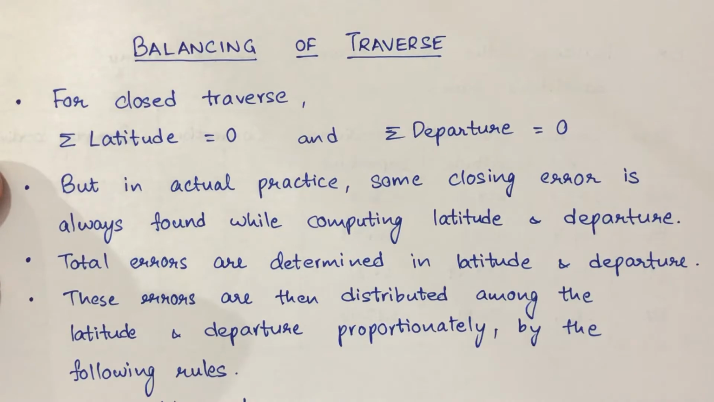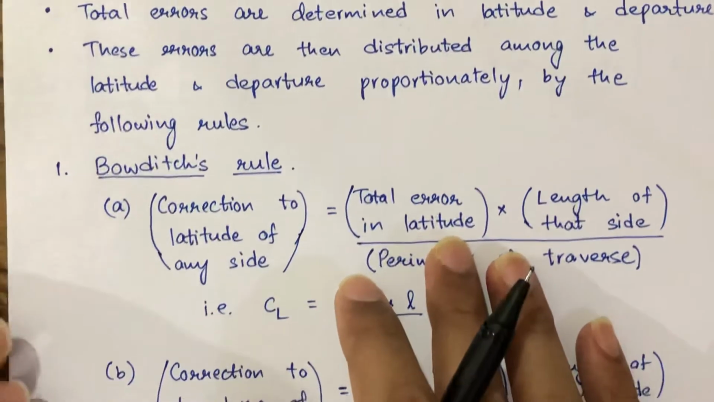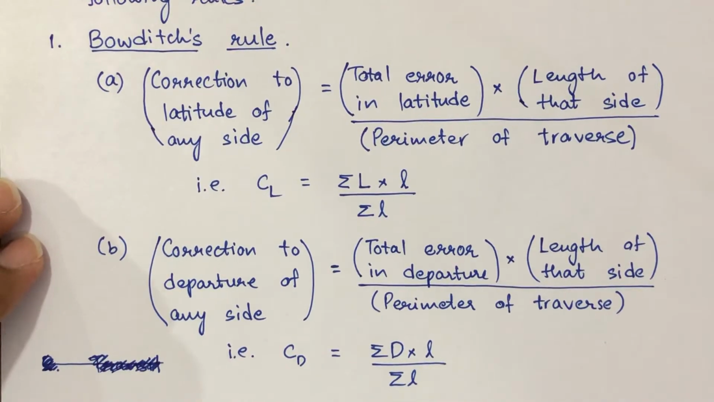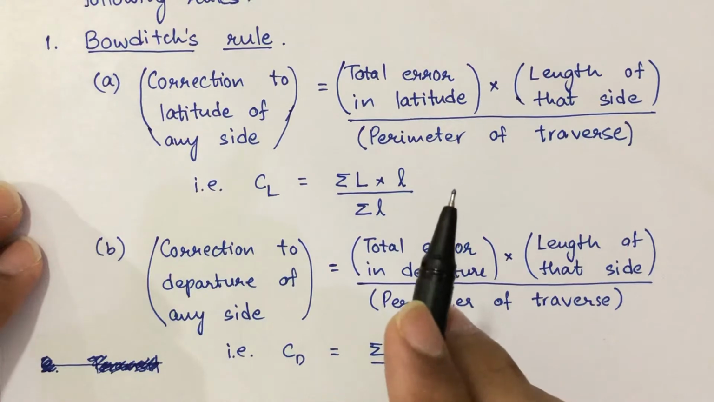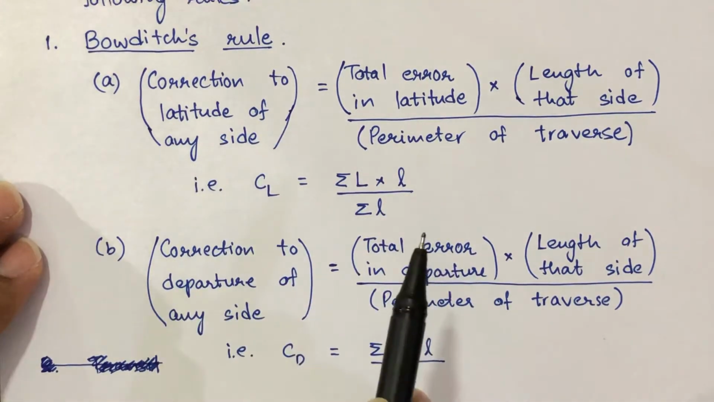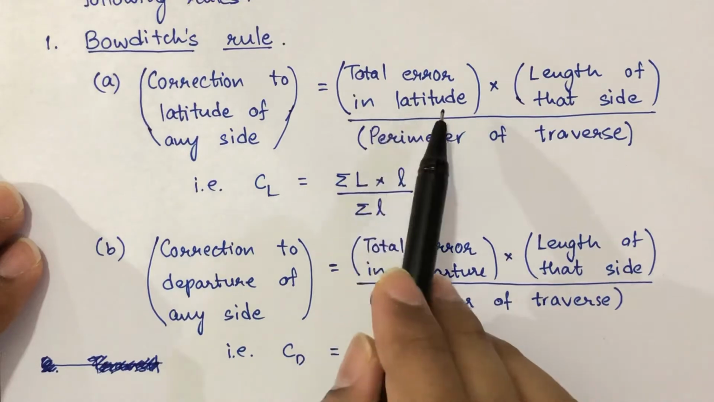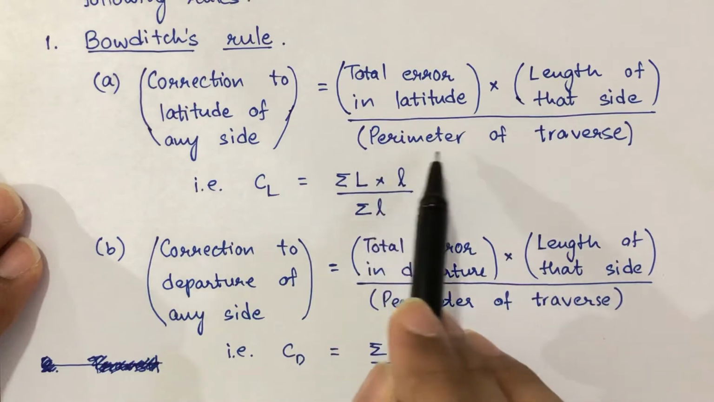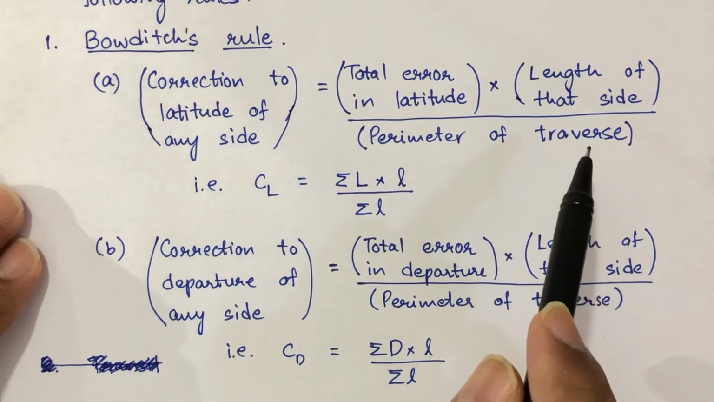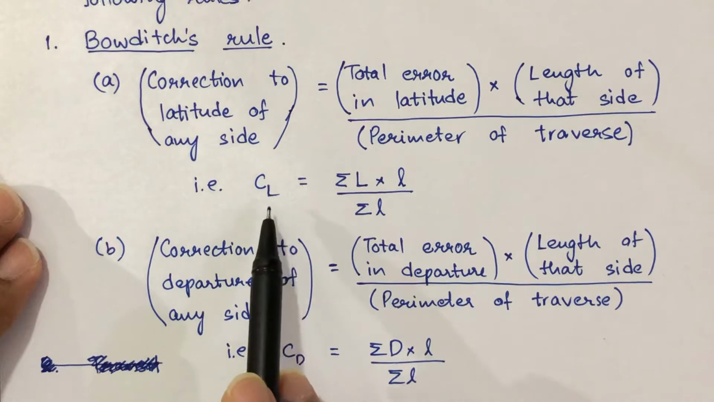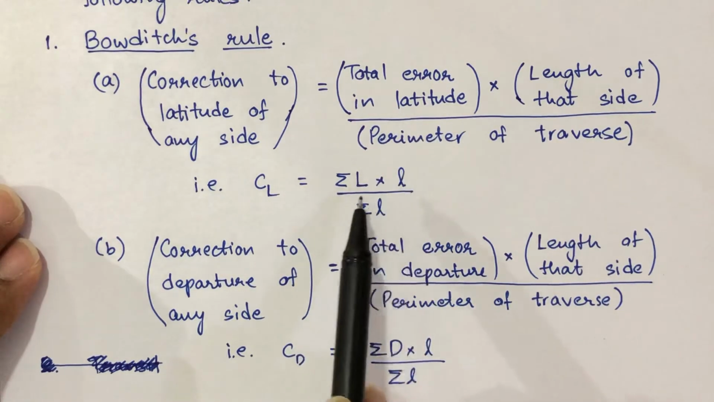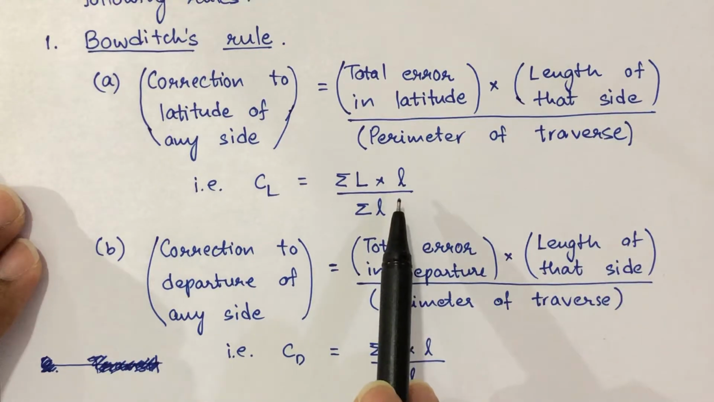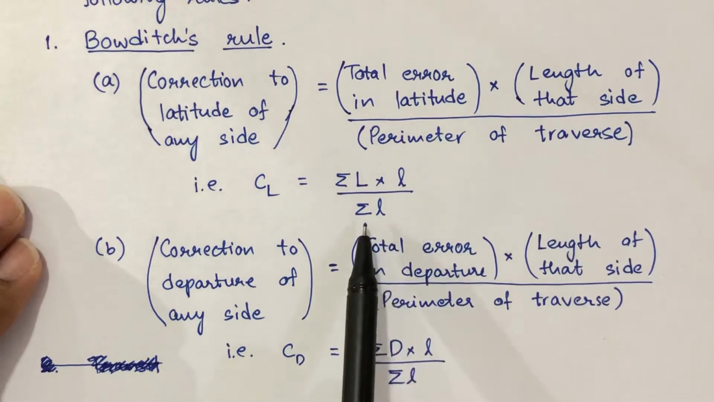The first important rule that we have to learn is the Bowditch rule. As far as the Bowditch rule is concerned, the formula for correction to latitude of any side is given by total error in latitude multiplied by length of that side divided by the perimeter of the traverse. That is, correction to latitude is given as CL, total error in latitude is given as summation capital L, length of that side is given as small l, and perimeter of traverse is summation of small l.